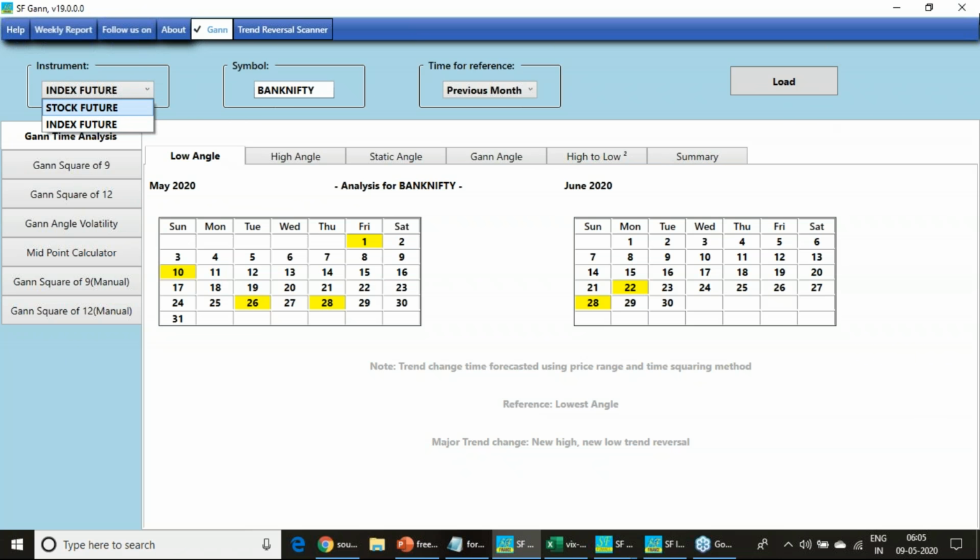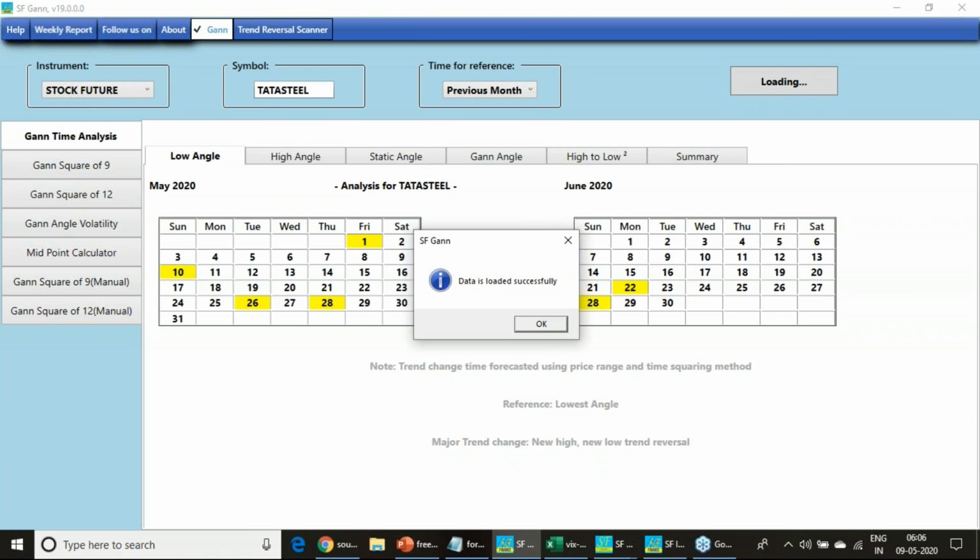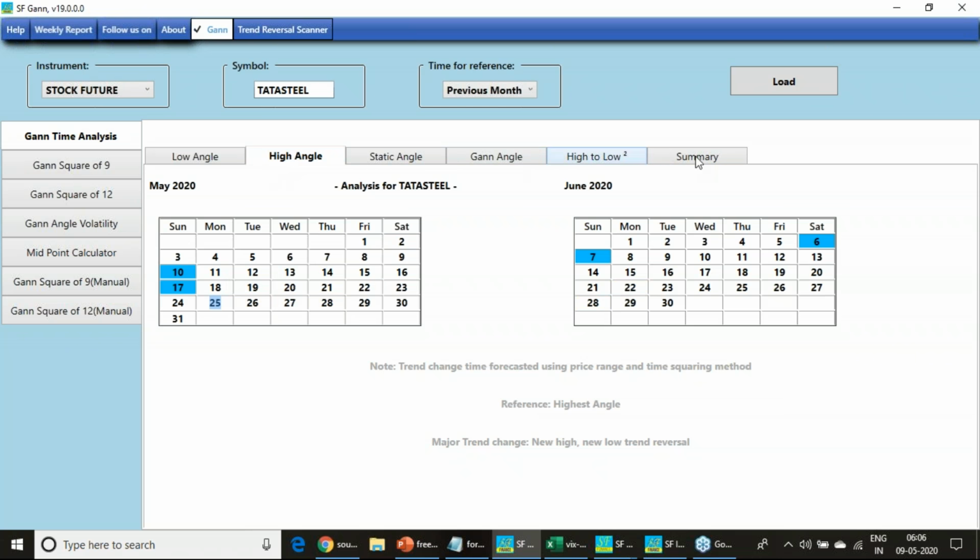Now I am going to take three different stocks. Tata Steel is already there, so I'll take Tata Steel, and I will also take Reliance and SBI. Here, first 10th, 26th and 28th, and 10th and 17th. So this is coming for the Tata Steel.